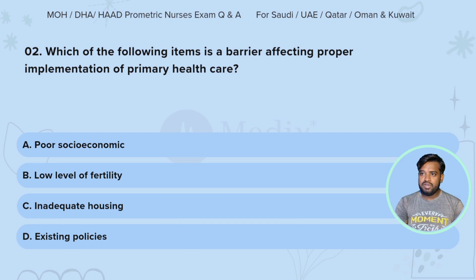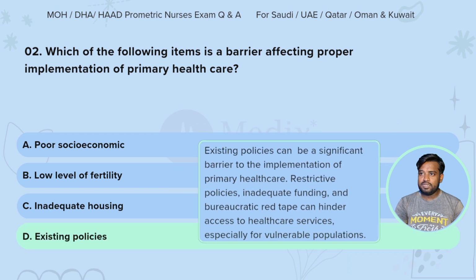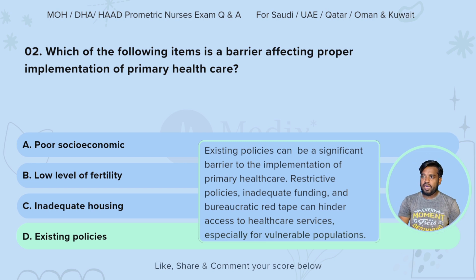The correct answer is D. Existing policies can be a significant barrier to implementation of primary health care. Restrictive policies, inadequate funding, and bureaucratic red tape can hinder access to healthcare services, especially for the vulnerable population.